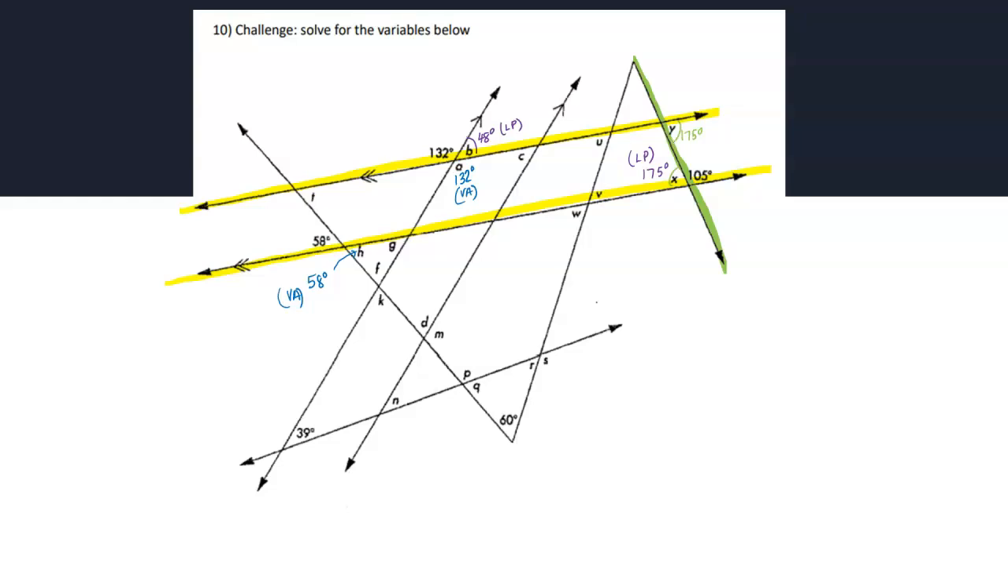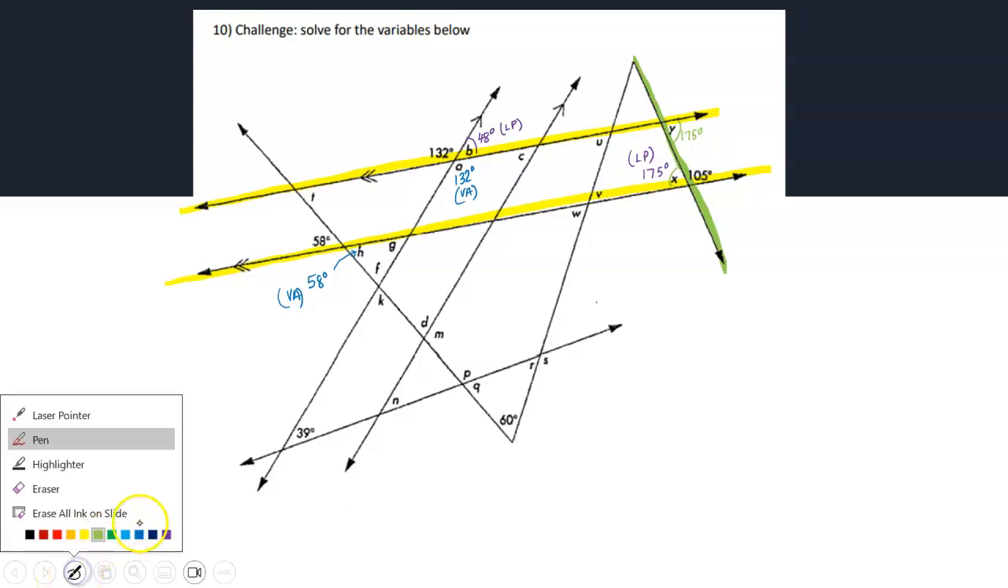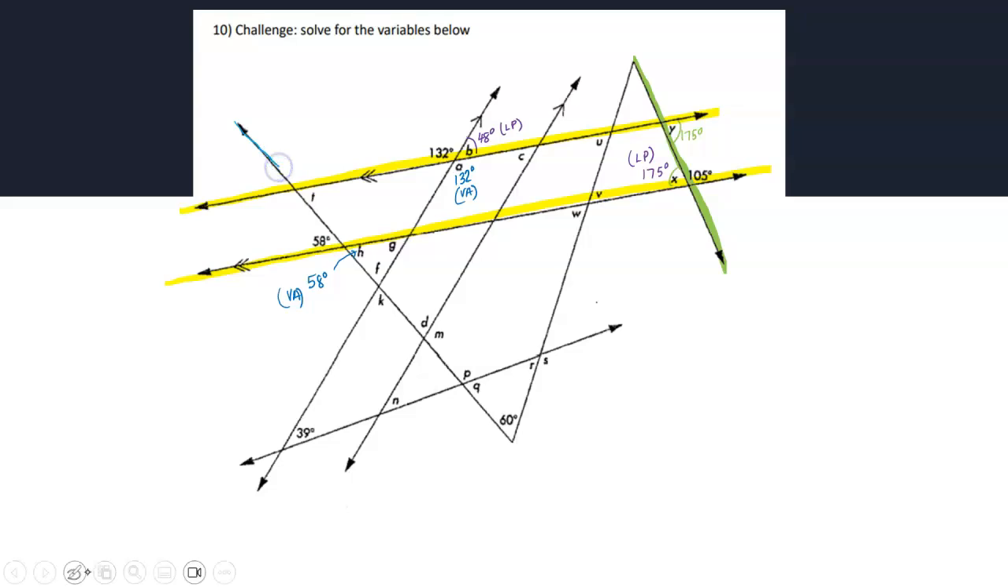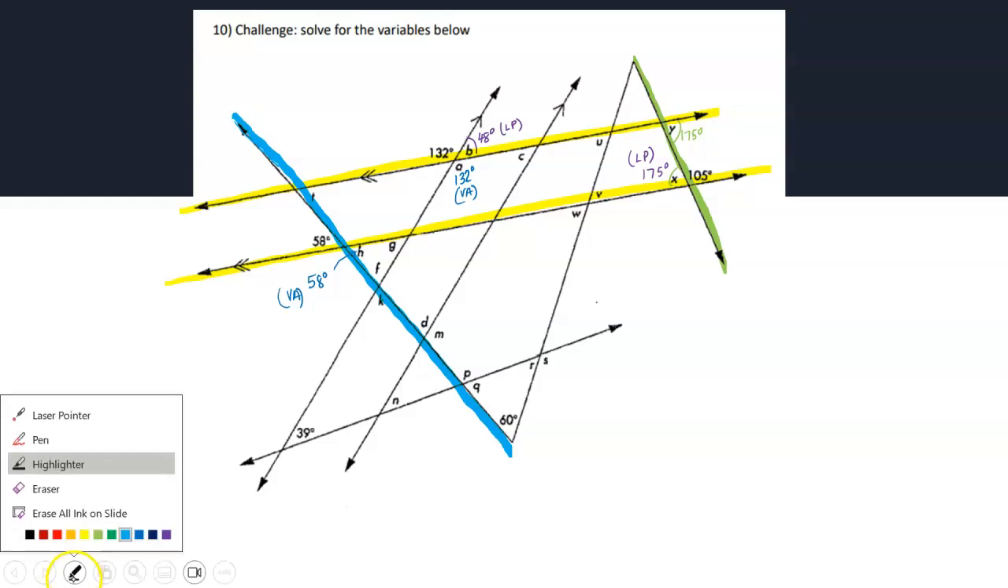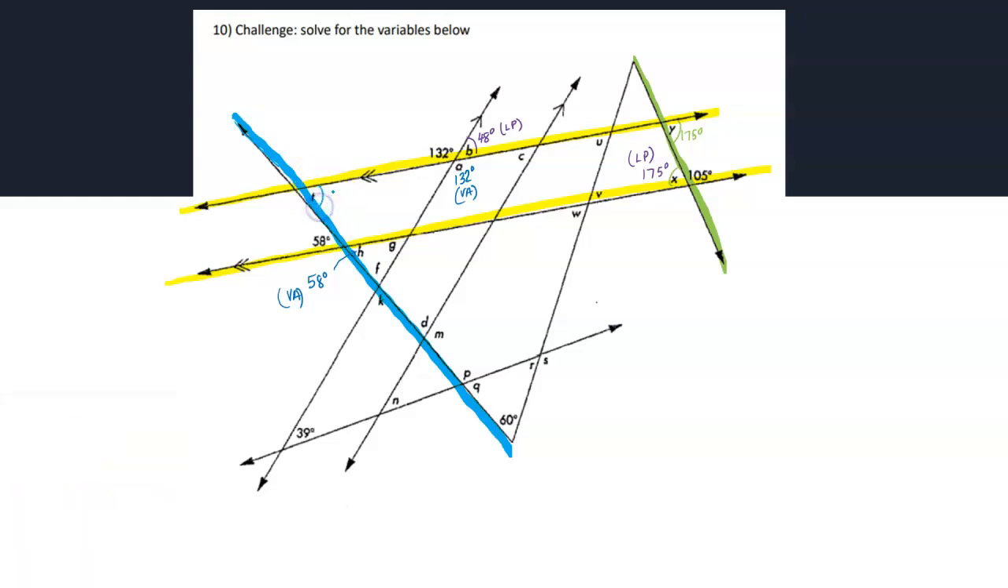And just go slowly and look for relationships as you go. There are a lot of different lines that you have to keep track of here, but I'm seeing another transversal that's going to give you a hint here. So if I highlight this transversal, I see that angle T, because of that transversal, is going to be 58 degrees because it's an alternate interior angle. So it looks like a lot, but it's really just look at little pieces at a time, and you'll get it.